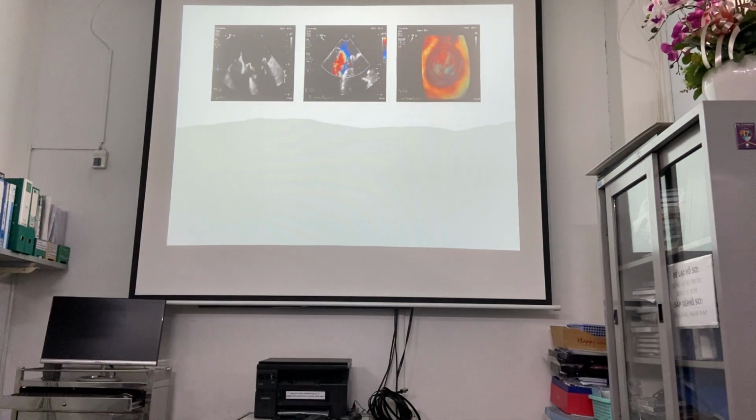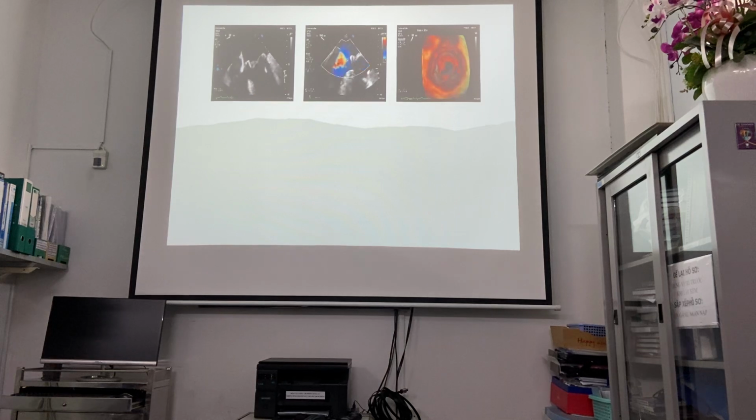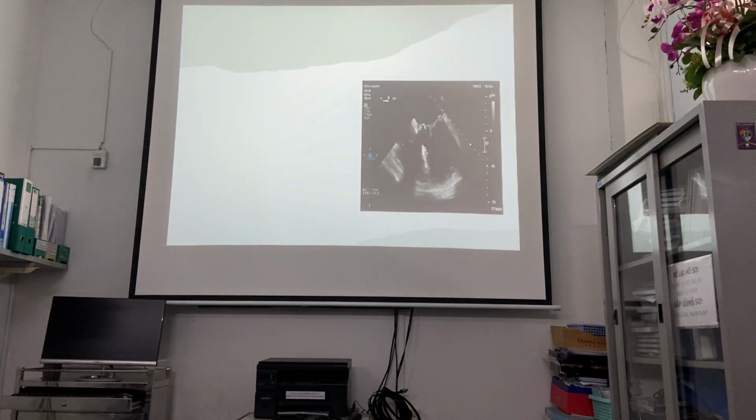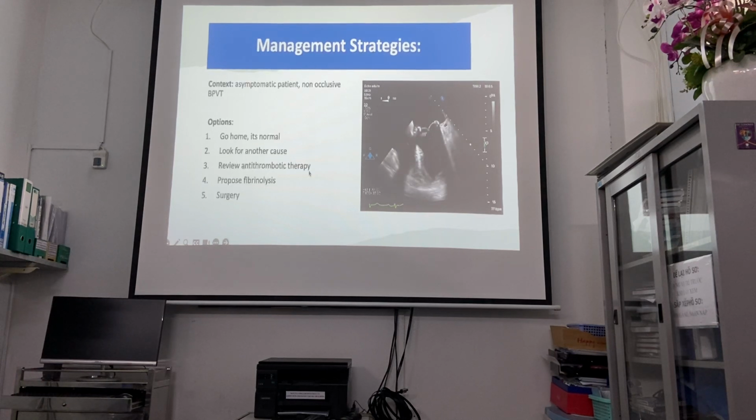Can be endocarditis, a new endocarditis, vegetation. What can it be else? Thrombus, huh? Thrombus or vegetation. So they say it's a thrombus after 2 months. Here are the options. What can you do?